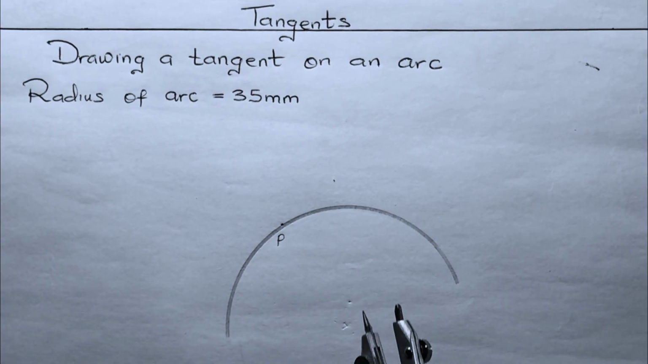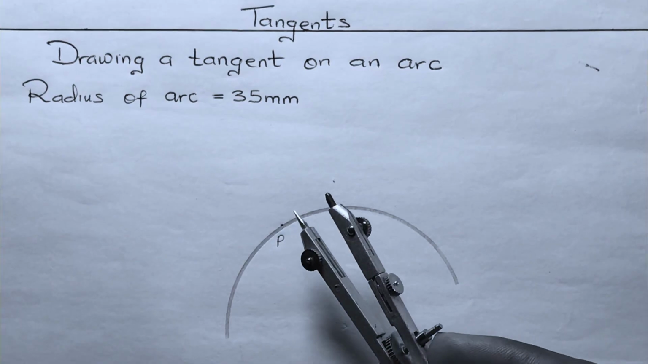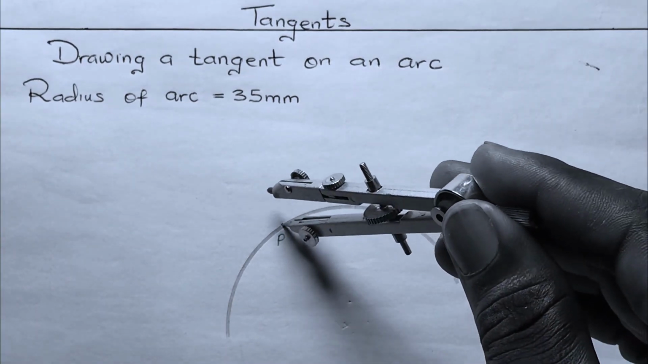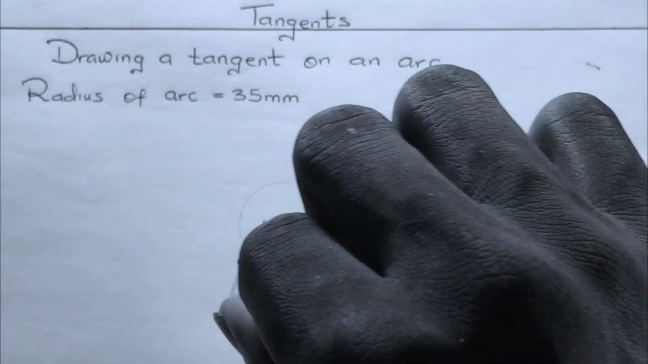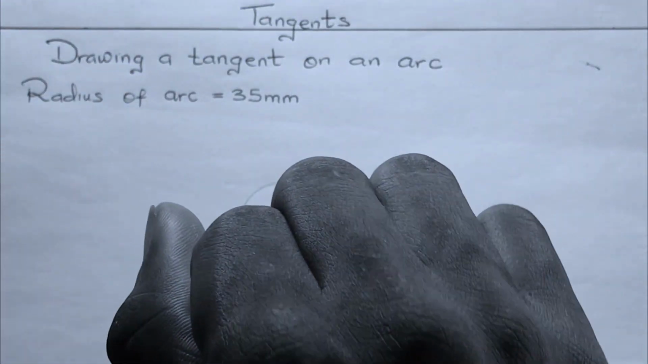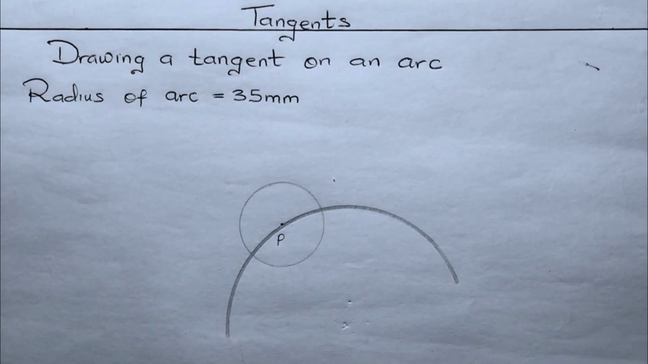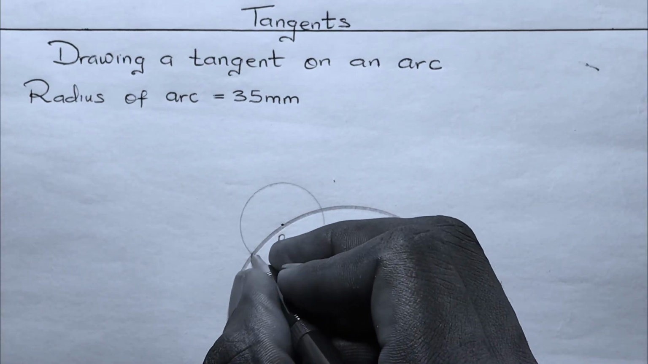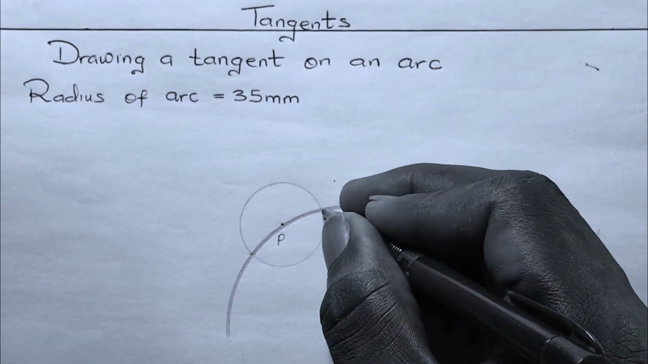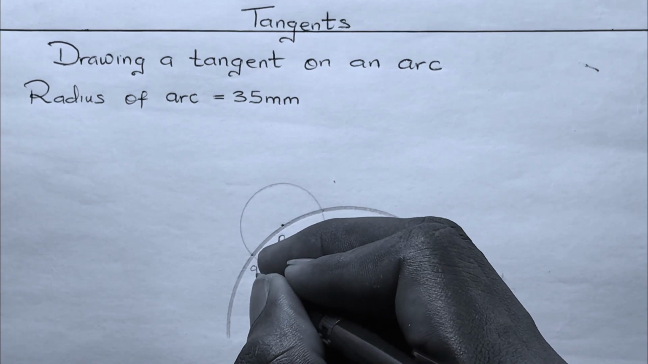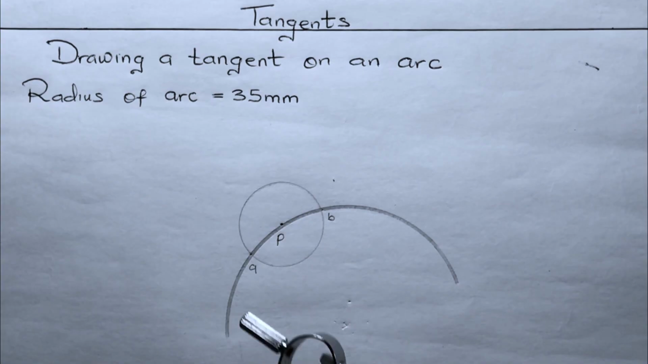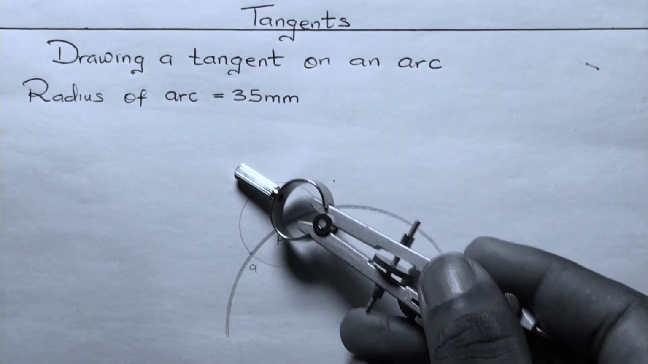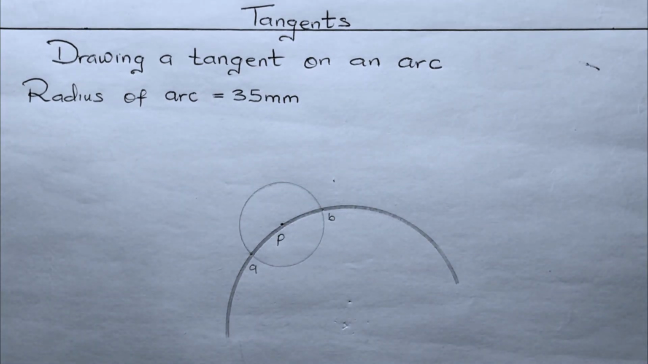So the next thing to do is, using a very small convenient radius, we're going to draw a circle from the point P on the arc. After drawing the circle, we're going to label the points at which the sides of the circle intersect the arc as point A and point B. So we bisect point A and point B to get the center line of the circle.